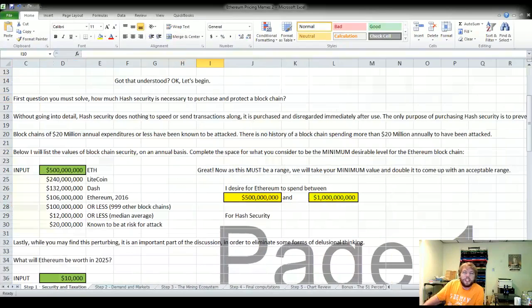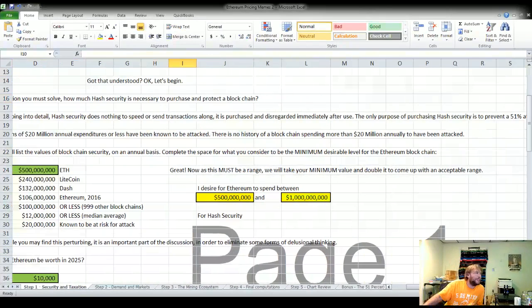Blockchains of 20 million annual expenditures or less have been known to be attacked, and there's no history of a blockchain spending more than 20 million annually to have been attacked. Do you know about that, Patrick? Is that about right? That's right.